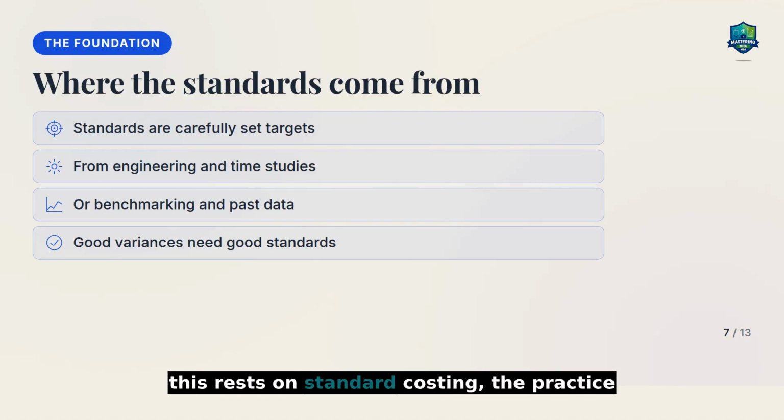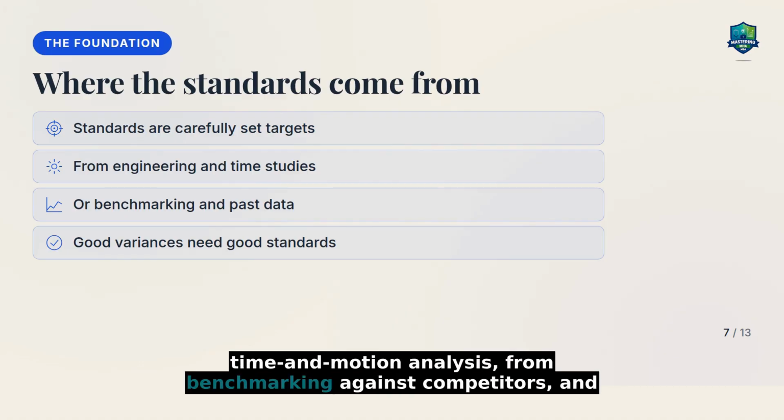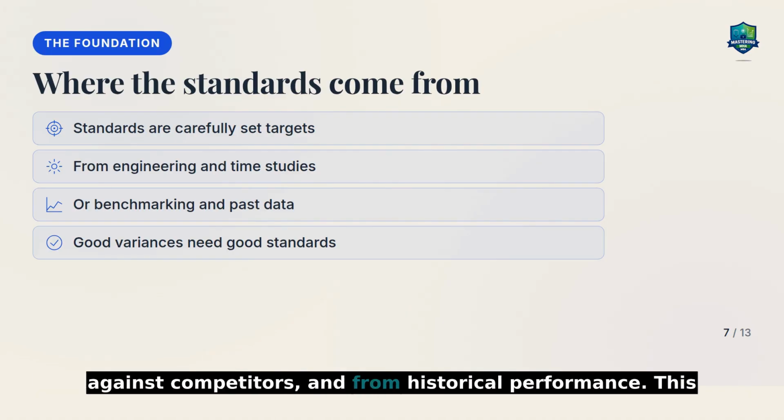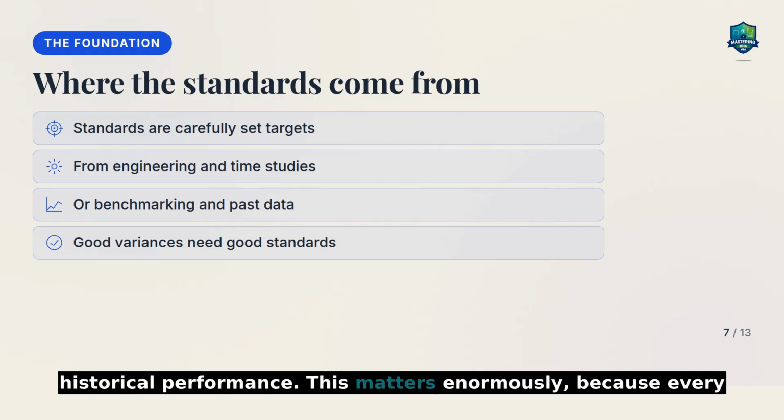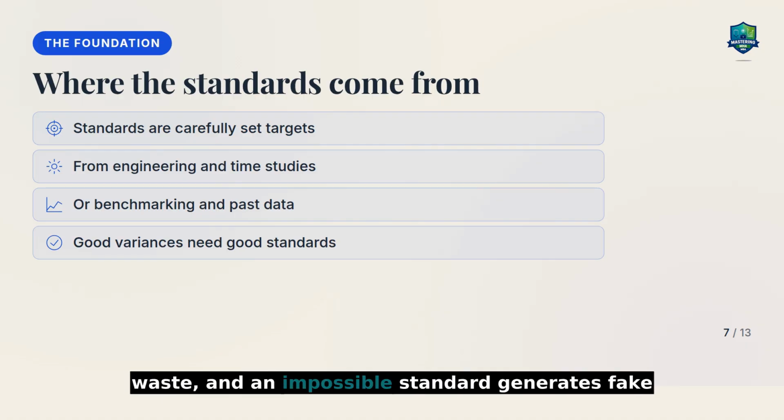All of this rests on standard costing, the practice of setting predetermined standard prices and quantities for each input. Where do those standards come from? From engineering studies and time and motion analysis, from benchmarking against competitors, and from historical performance. This matters enormously because every variance is measured against the standard. If the standard is sloppy or out of date, the variance is meaningless. A loose standard hides waste, and an impossible standard generates fake alarms. Good variance analysis starts with honest current standards.